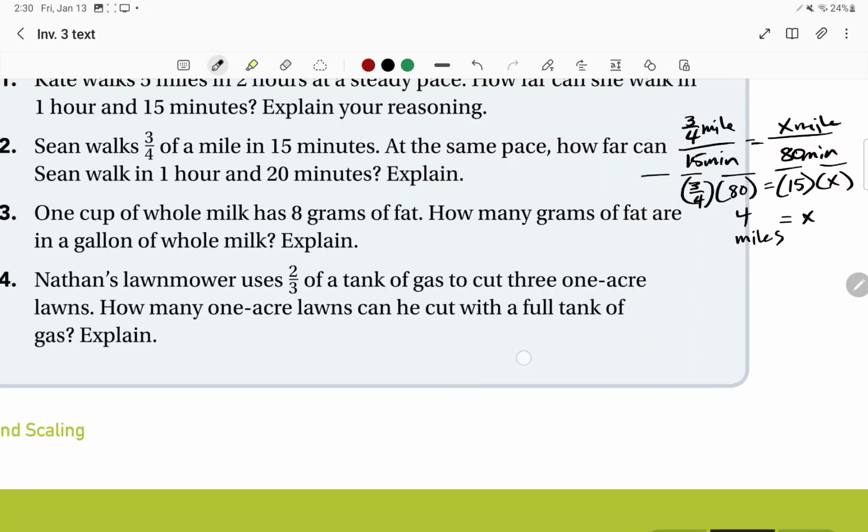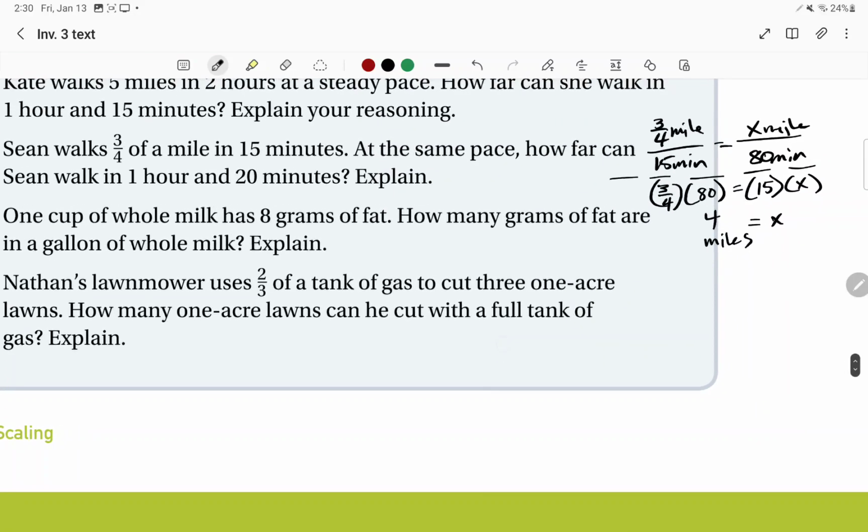So if we take a look at the second one, number 2, here we have our proportion. 3/4 is to 15 minutes as x is to 80. I changed that to all minutes because 1 hour and 20 minutes is also 80 minutes. That's where that came from. Okay, because we want these to be the same: minutes to minutes, miles to miles.